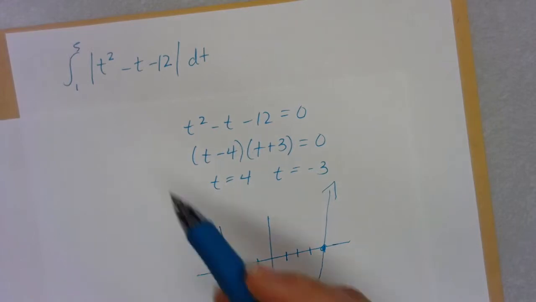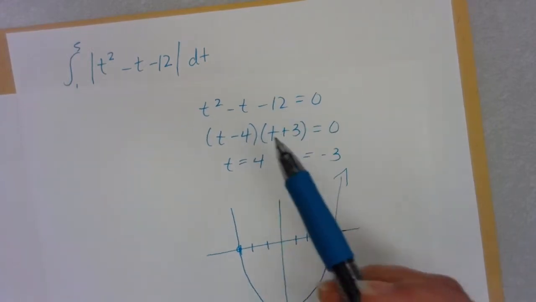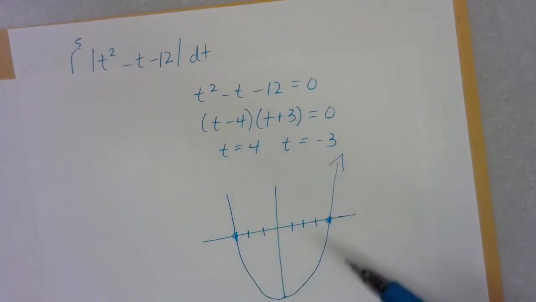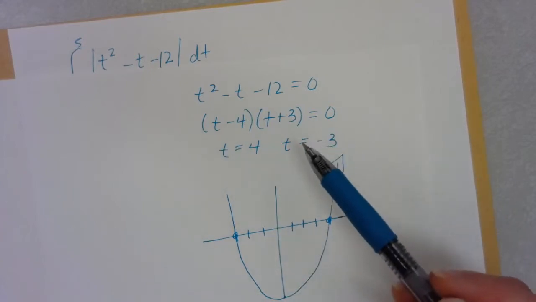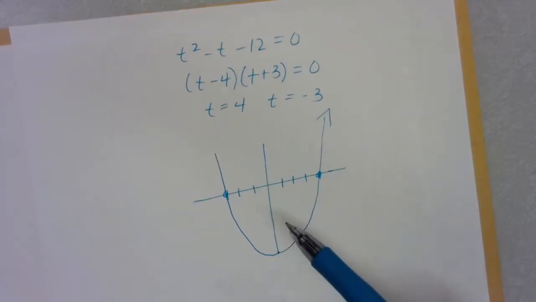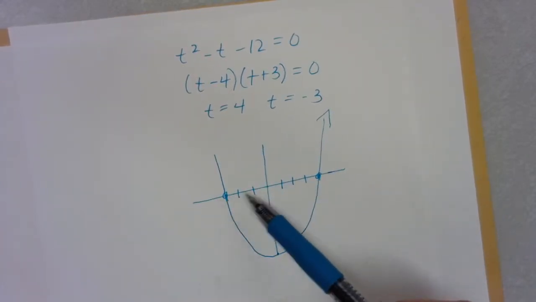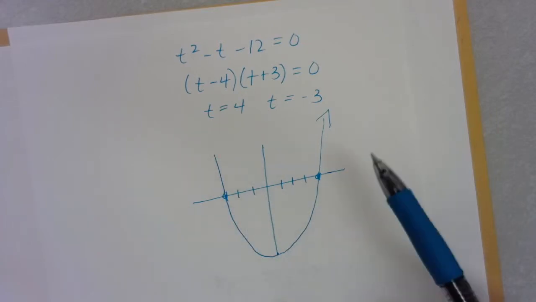So I just took this out here, and I know it's a t squared, so that means it's going to be a parabola. I factored it really quick just to find the x-intercepts. I graphed them here. I know it's an upright parabola.